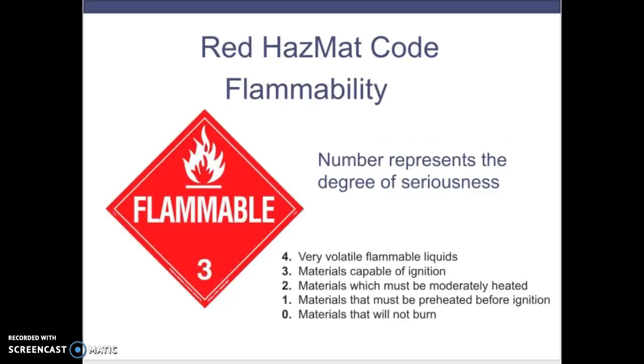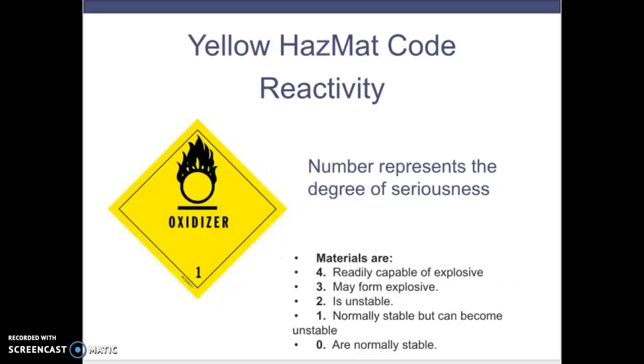The red correlates to flammable, which is how we think of flames and fire. The number represents the degree of seriousness. So you can read through 4, 3, 2, 1, and 0, to gain a greater grasp of what that means when you're following a vehicle or when you see this attached to somewhere in the school or somewhere in a business.